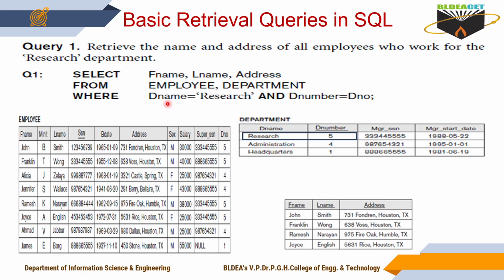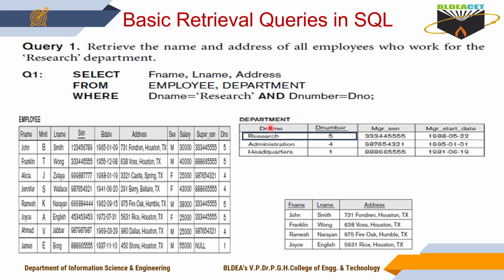What is the condition here? Who works for the research department. The department name is given as research here. So what is the condition? Which attribute holds this research? That is Dname. So you have to take Dname equal to research. Once again, research is string type, so you have to specify it inside quotes here. This is your given condition: Dname equal to research.